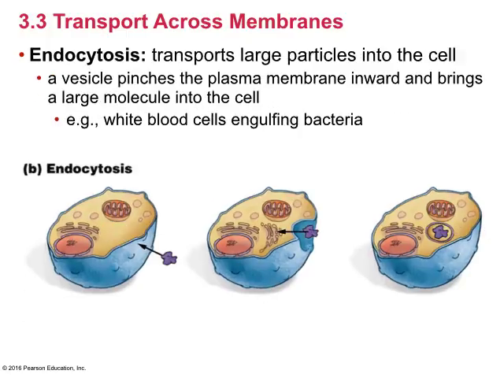Endocytosis is the opposite, so it transports large particles into the cell. This has more to do with size than it does with amounts. Remember that endo means inside. So this is bringing something inside the cell. For this, a vesicle pinches the plasma membrane inward and brings the large molecule into the cell. And this is what happens when your white blood cells engulf a bacteria, or eat a bacteria, to get rid of it. It does this by endocytosis.